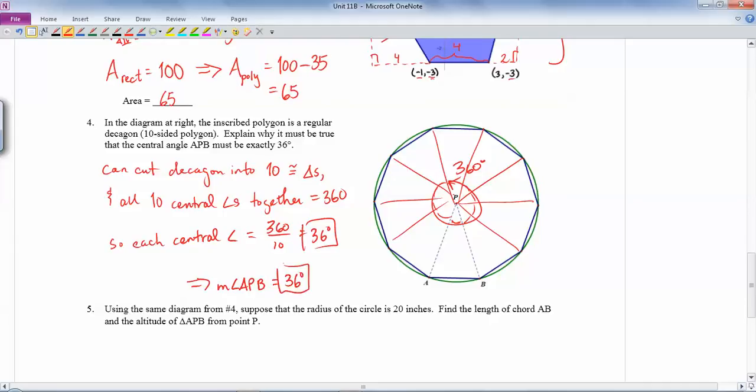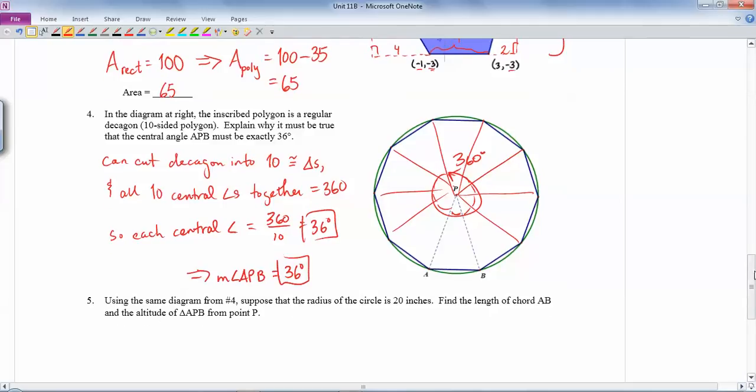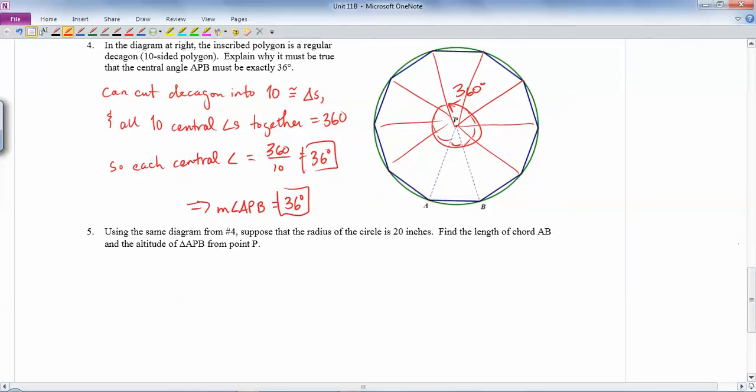Okay. So then let's take a look at number 5. 5 says, use the same diagram and suppose the radius is 20. So these guys are 20. It says, find the length of AB and the altitude of APB coming from P. So let me redraw this triangle right here, just so we have more to work with. So these are 20. This is PAB. And we know that this top angle now is 36 degrees.